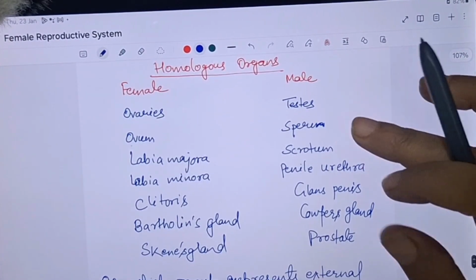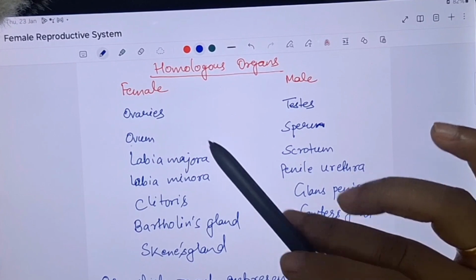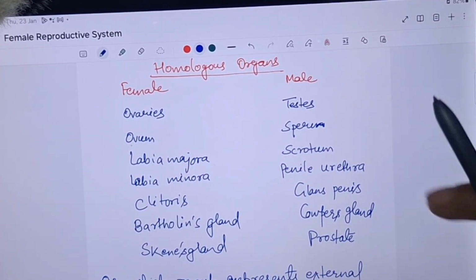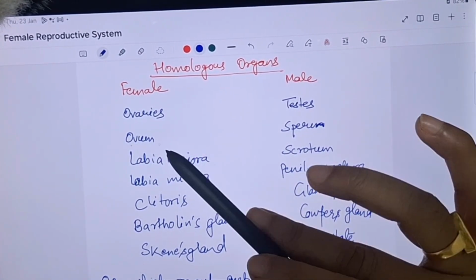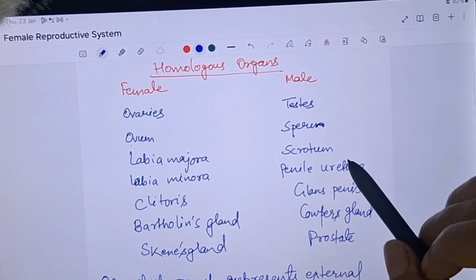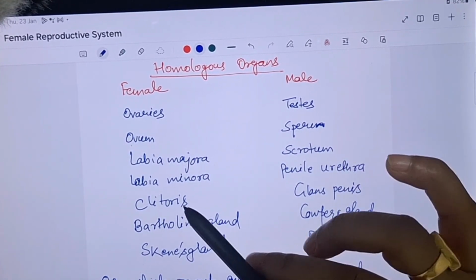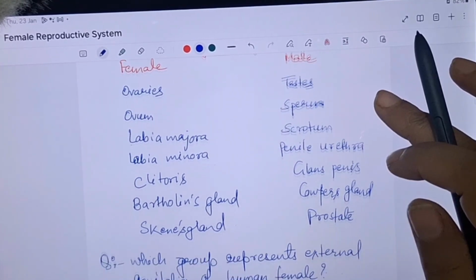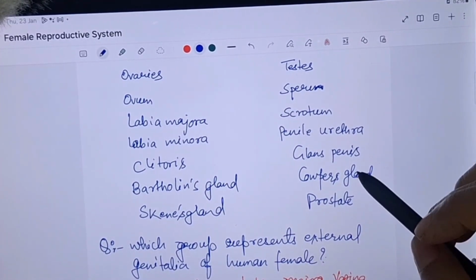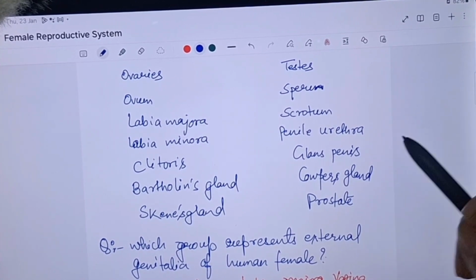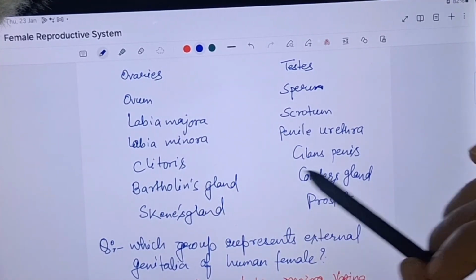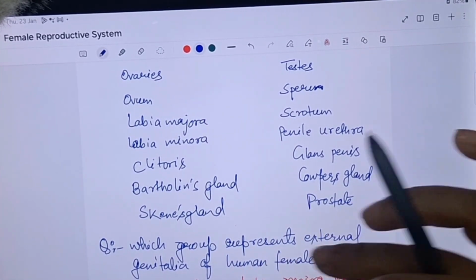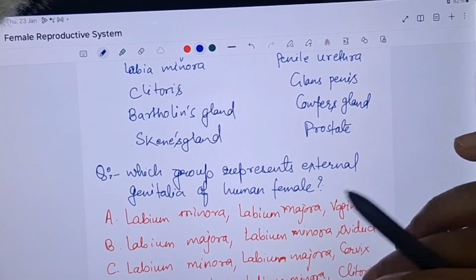Here it will help you understand the homologous organs. In the female, if it is the ovary, the equivalent structure in males is the testis. If the female gamete is known as ovum, then the male gamete is sperm. Labia majora corresponds to the scrotum, where the testes are located. Labia minora is homologous to the penile urethra. The clitoris is equivalent to the glans penis in males. Bartholin glands in females correspond to Cowper's glands in males for mucus secretion, and the paraurethral glands are equivalent to the prostate gland in males.